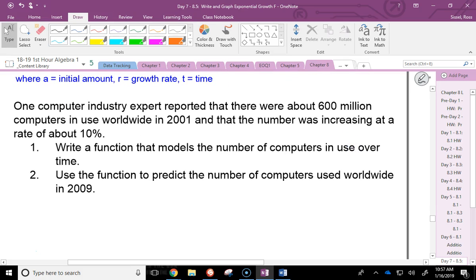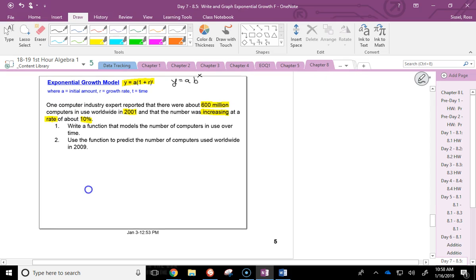Now this says one computer industry expert reported that there are about 600 million computers in use worldwide in 2001, and the number was increasing at a rate of about 10%. Write a function that models the number of computers in use over time. Okay, I'm going to zoom out just a little to get all this. So for number one, our function, we're going to say y equals a(1 plus r) to the t.